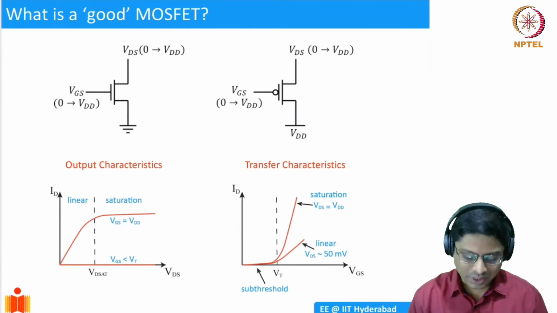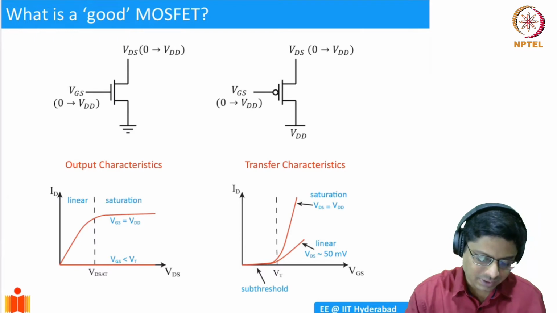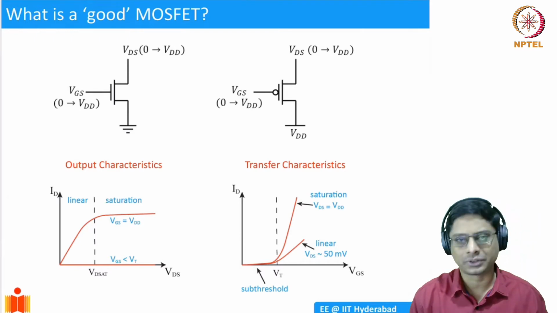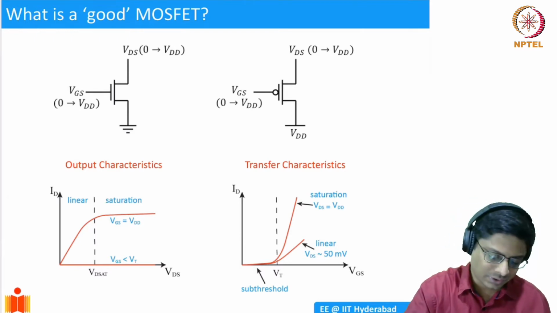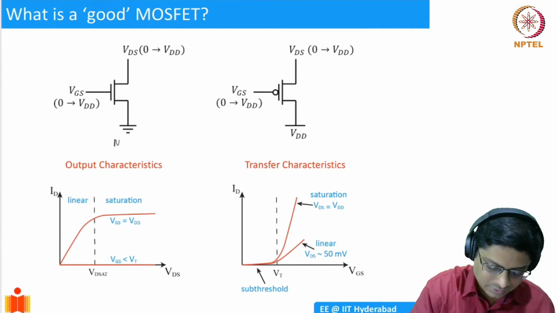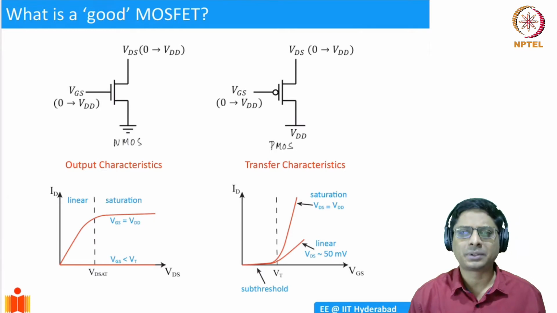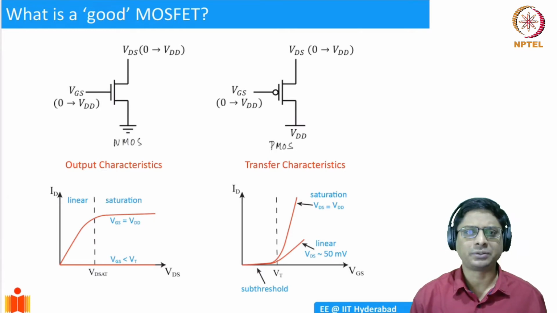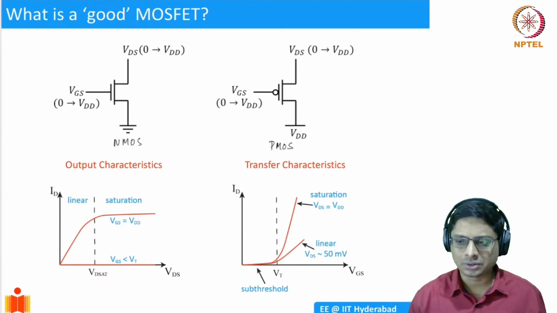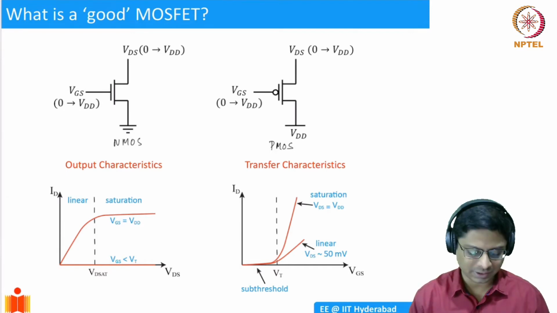To start with, what you're seeing here is a circuit symbol for a MOSFET. This is one of the symbols. On the left, it is an NMOS device. On the right, it is a PMOS device. These are one of the representations. There are multiple representations. If you look at different textbooks, they'll have different notations, but you can refer and compare that.